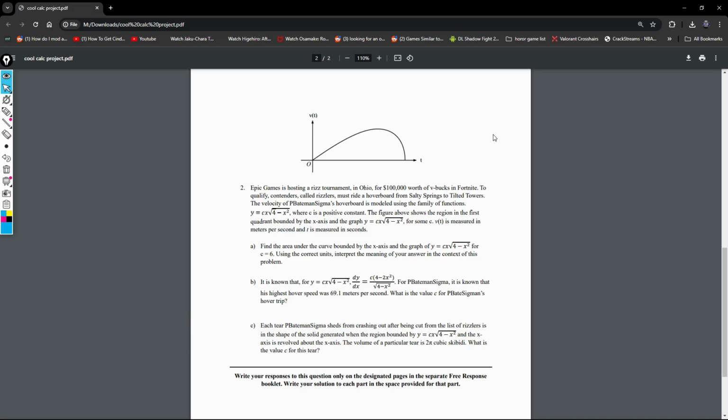First thing, area under the curve. We did at least 3,000 of these practice problems, right? So the area is the integral from a to b of y dy. Let's go ahead and see where the intersection is. You want to set y equals 0 because it intersects the x-axis. c x √(4 − x²) equals 0.